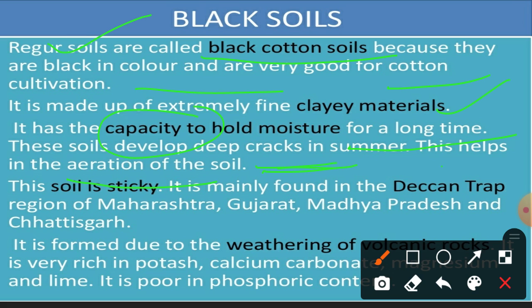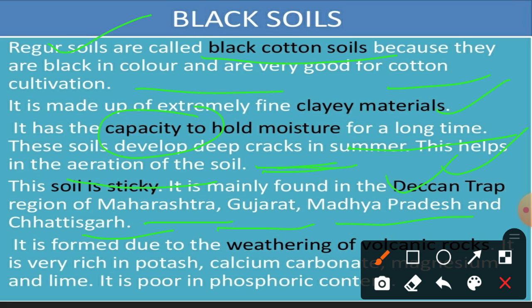Soil is very sticky when it gets wet, and when it gets wet it swells up. This kind of soil is found mainly in the Deccan Trap region of Maharashtra. These are the different areas: Maharashtra, Gujarat, Madhya Pradesh and Chhattisgarh. So in these states we can find the black soil.